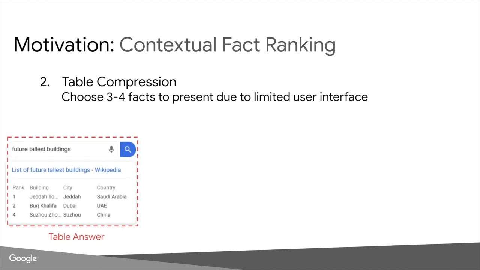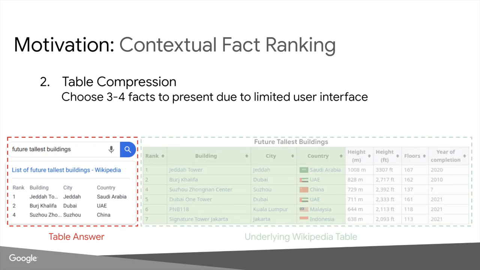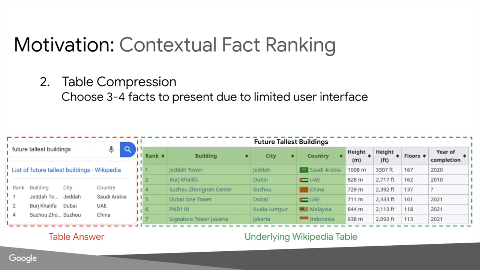For example, given the query, future tallest buildings, Google used to show the table, as shown in the slide, which is generated by projecting the first 4 columns of the original table. Most users, however, would prefer to see facts such as height, floors, or year of completion, which are more informative to context terms, future and tallest. This also motivates our problem of ranking facts based on the context.